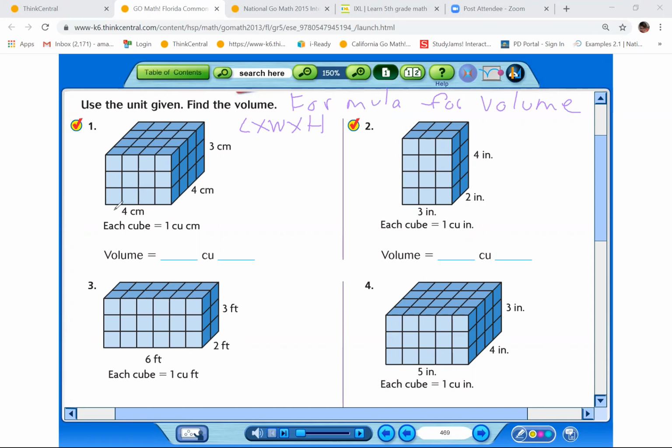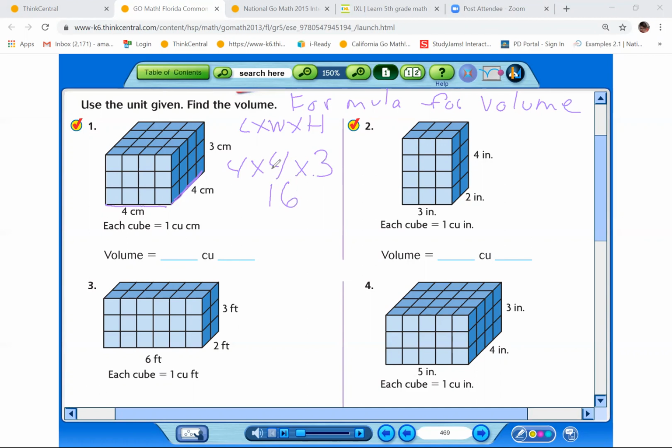So let me get this. Let's say this is the length. We've got 4 times, what's the width? 4. And the height is 3. So we need to multiply these numbers. And this is where I would like you to get paper and pencil and practice this over and over and over again. So we know that 4 times 4 is 16.